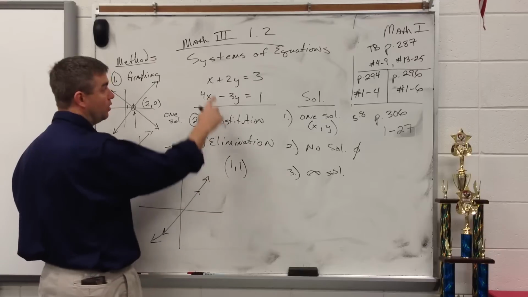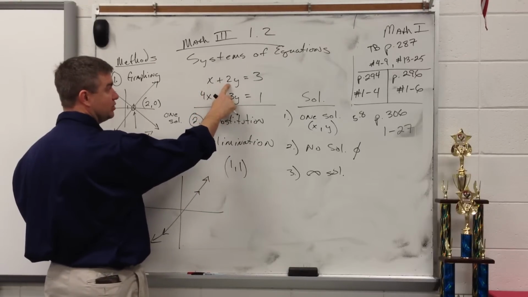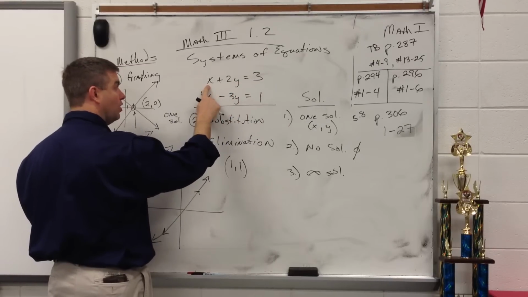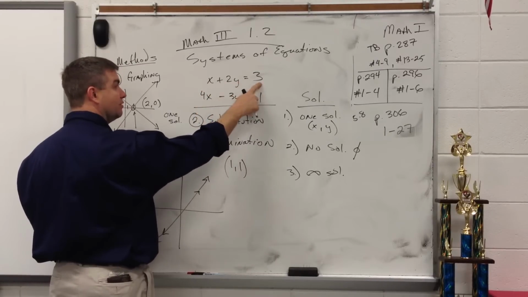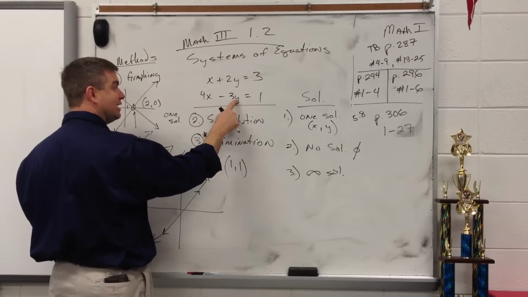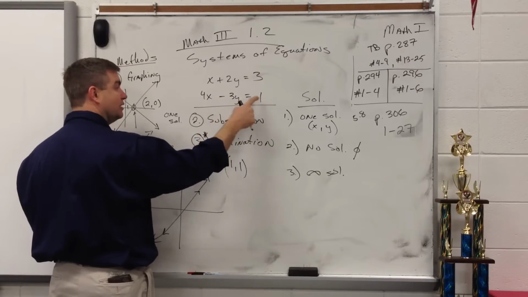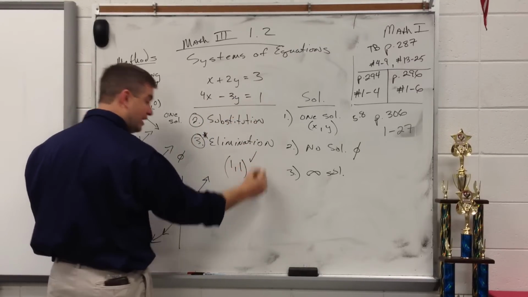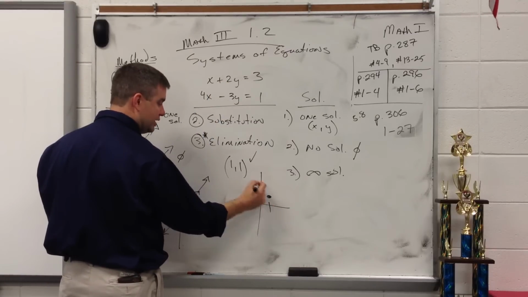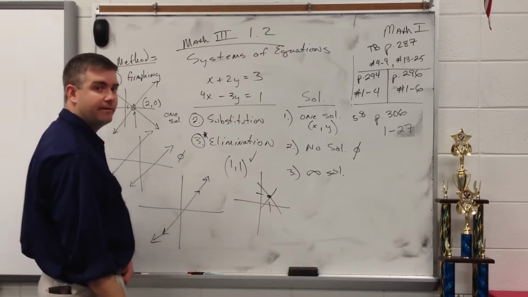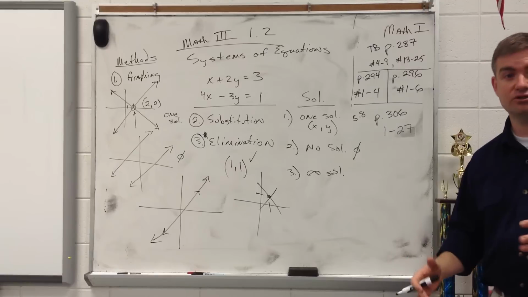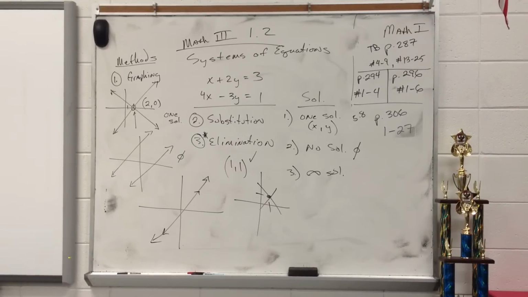Okay, let's check it. What is 1 plus 2 times 1? 3. Let me say that again. What's 1 plus 2 times 1? 3. How about 4 times 1 minus 3 times 1? What's 4 minus 3? 1. So 1, 1. If I were to graph these 2 lines at 1, 1, the 2 lines would intersect. I knew that because I set it up that way. Right? We didn't solve it. I'll show you how to solve it in just a second. But you get the idea.